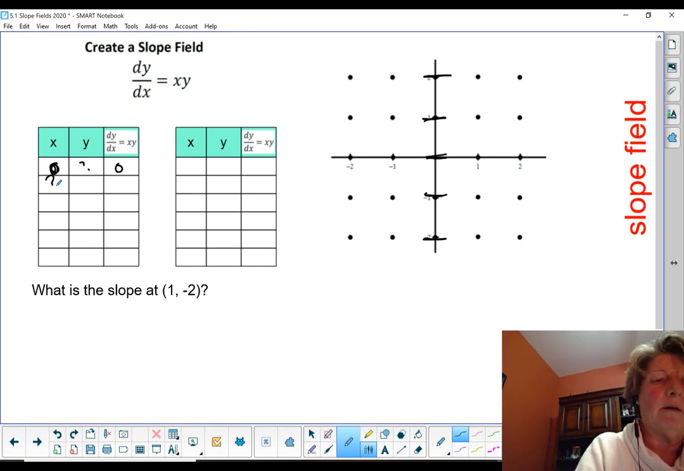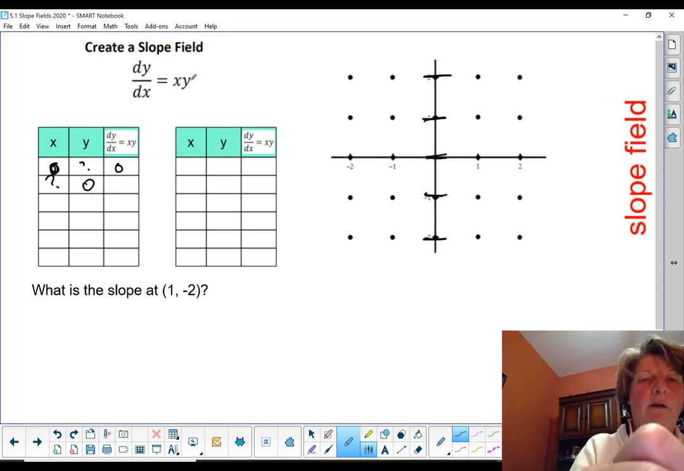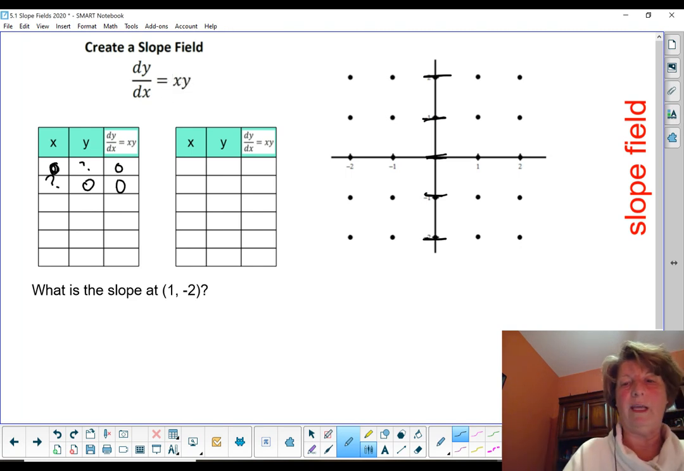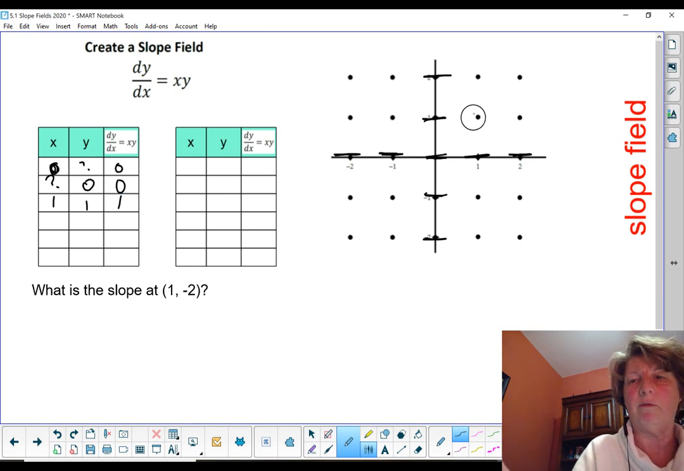What about when y is 0? Well, when y is 0, 0 times anything gives us 0. So we also get a 0 slope on the horizontal axis, don't we? Now let's play around. Let's say, what about when x is 1? When x is 1 and y is 1, I'm going to go for that point right there. I'd have 1 times 1, which would give me a slope of 1. So I'm going to indicate that slope of 1.